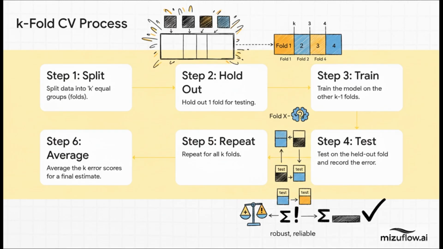But you're not done. Step five, you repeat this whole process, but this time you use a different fold as the test set. You do this until every single fold has had a turn being the test set. And finally, step six, you just average all those error scores together to get one single, super robust and reliable performance metric.